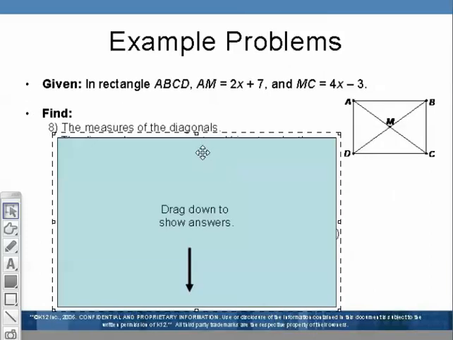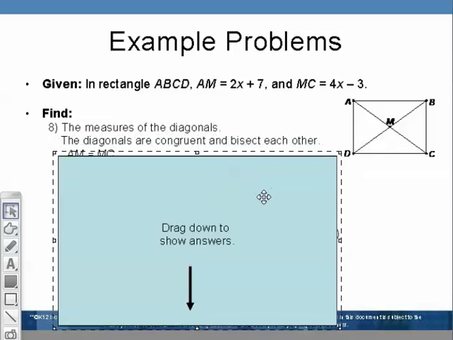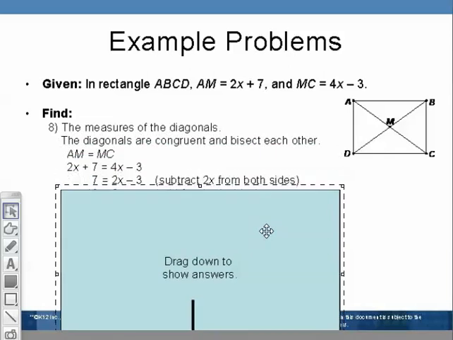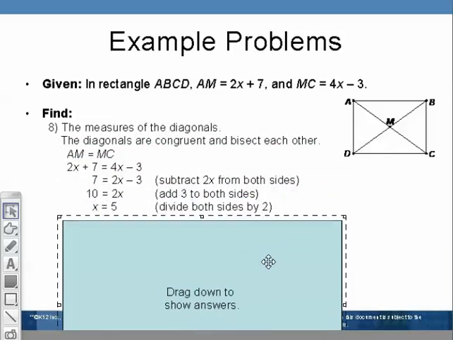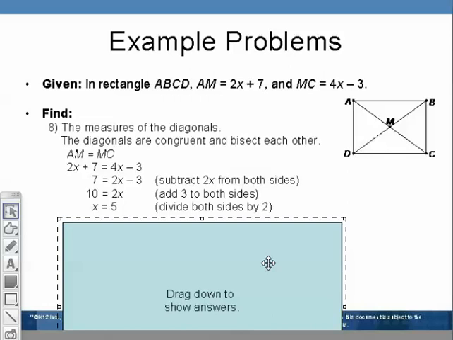So, in a rectangle ABCD, well, we know it's a rectangle. That way we know the diagonals are congruent in a rectangle. And when they tell you that AM is 2x plus 7 and that MC is 4x minus 3, one of the things you can do is you can set those equal to each other and solve for x, and you get that x is equal to 5.